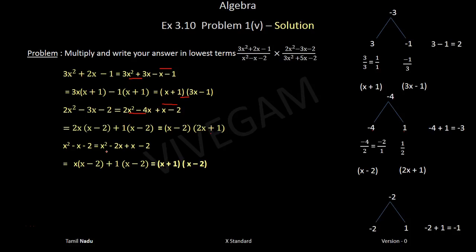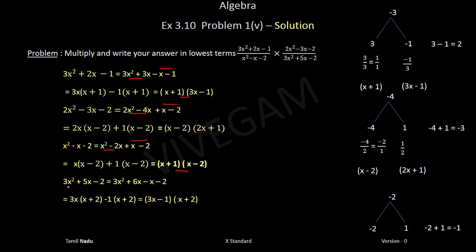So we are writing minus x as minus 2x plus x. You can take x commonly out, and you'll get x into (x − 2). And x − 2 is the same here, so you'll have to take 1 commonly out, so 1 into (x − 2). So x − 2 can be taken commonly out, and you'll get x + 1. So it will become (x + 1)(x − 2). The last one, I'm not doing by this method because it will become very congested here. You can do it on your own.